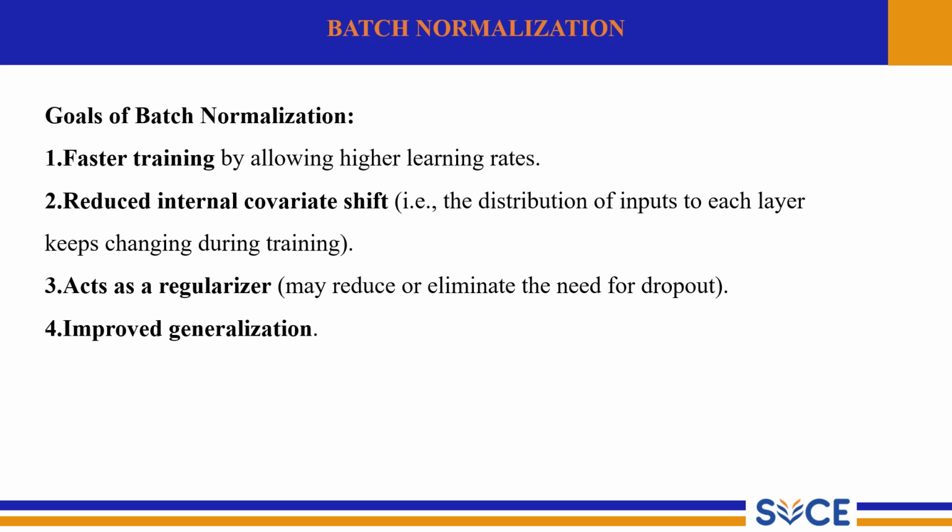Second one is reduced internal covariate shift. During training, the distribution of inputs to each layer can change as weights are updated. This shifting distribution is known as internal covariate shift, which slows down learning. Batch normalization reduces this effect, keeping inputs consistent and easier to optimize.